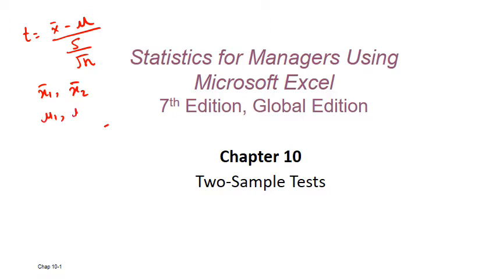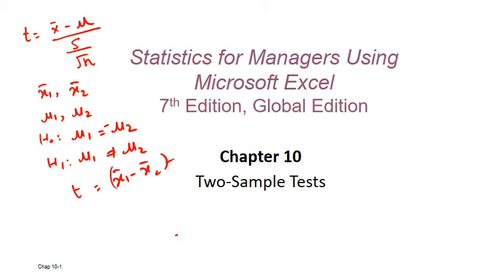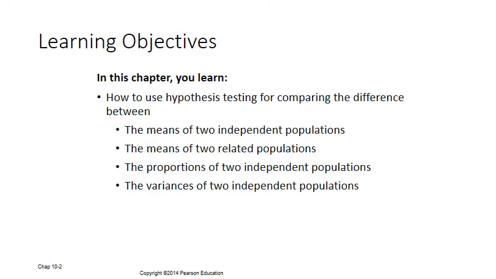and we will have mu 1 and mu 2, and our null and alternate hypothesis will be that both population means are equal, and we will say that both population means are not equal, and our formula will take the form likewise x bar 1 minus x bar 2 minus mu 1 minus mu 2 over something. We will see it in the next slides.